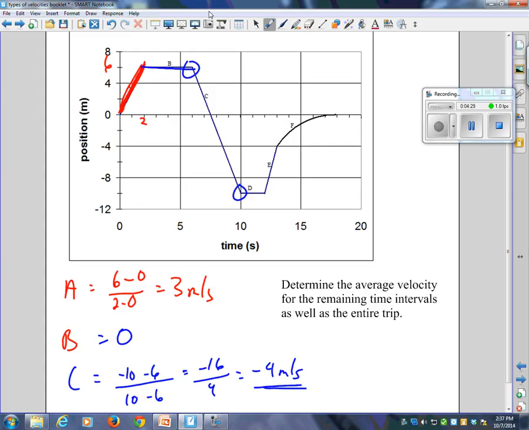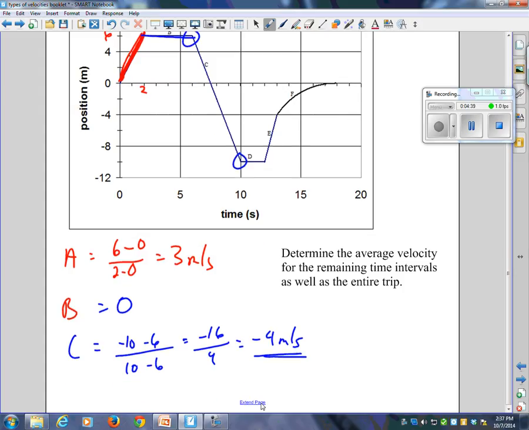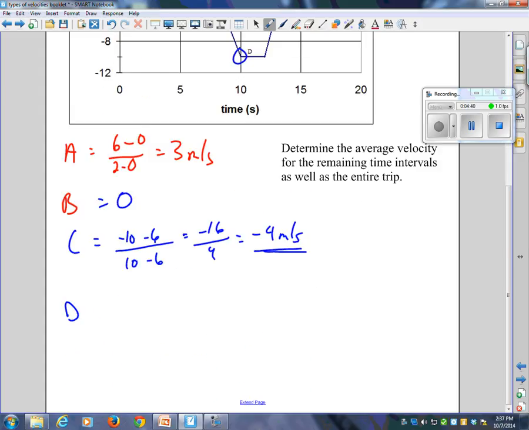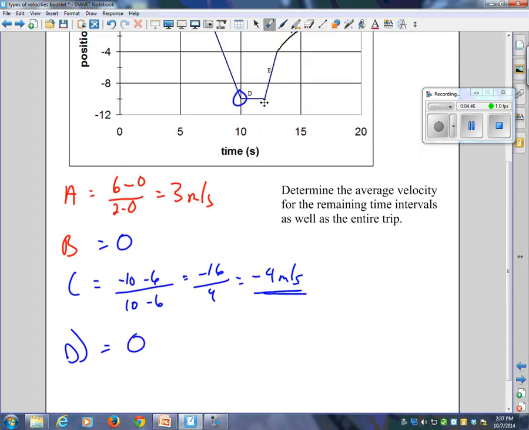Why do you have 10? Oh, right, the time is 10 here. The second one is 10. 6, right? What's D? 0 again. How do we know? It's flat.